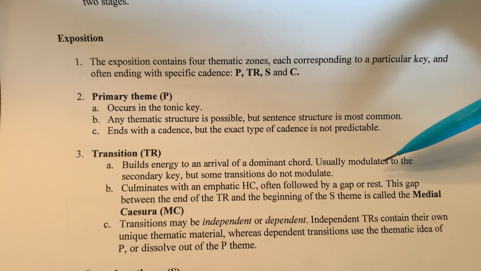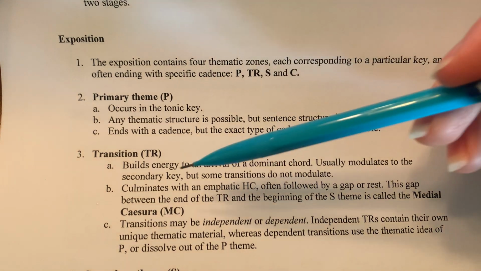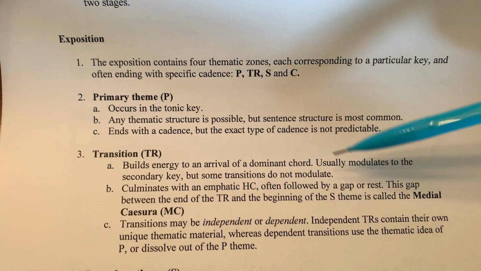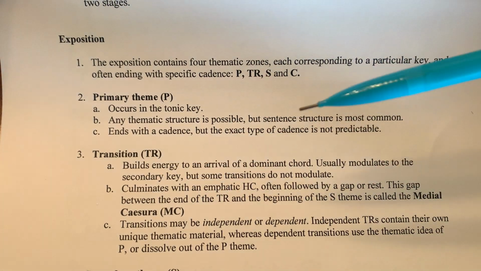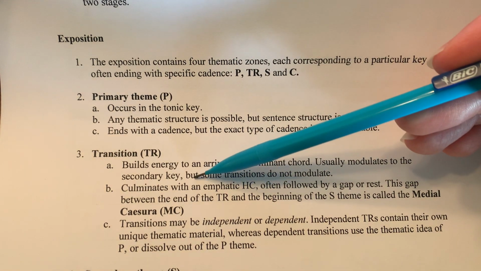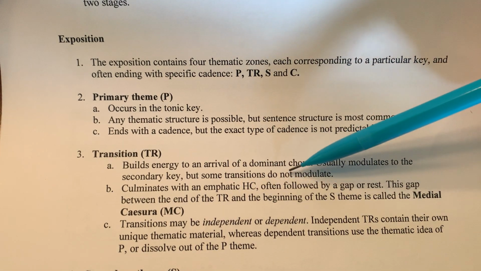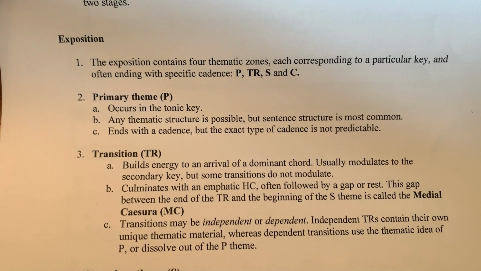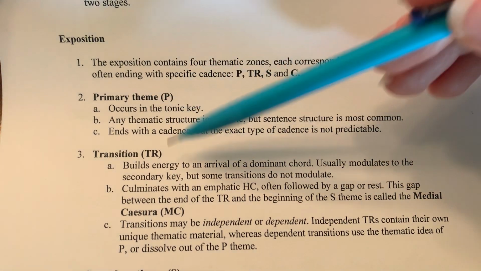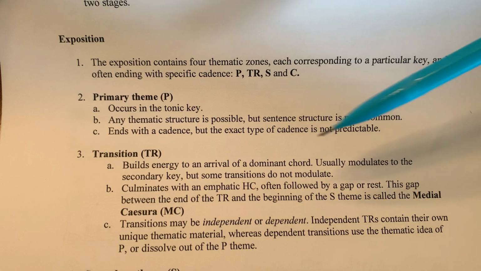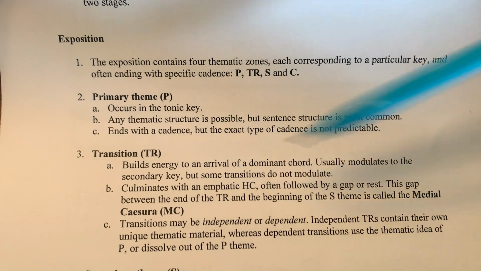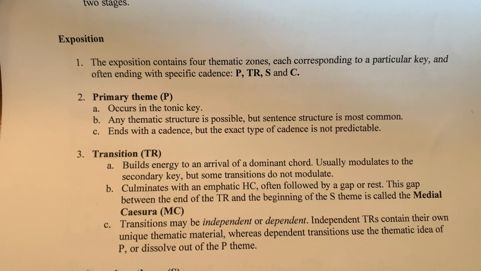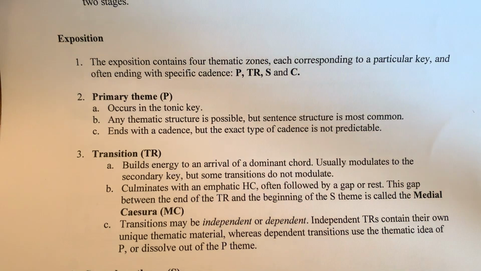Usually, a transition section will modulate to the secondary key. So modulation is another association with transition sections. It's important to note that some transitions, however, do not modulate. If you look at a lot of Mozart piano sonatas, you'll see a huge number of them don't modulate during their transition zones. They still do these other things. They still build energy, they still arrive on a dominant chord, and so on. So you can still know that they're transition sections.